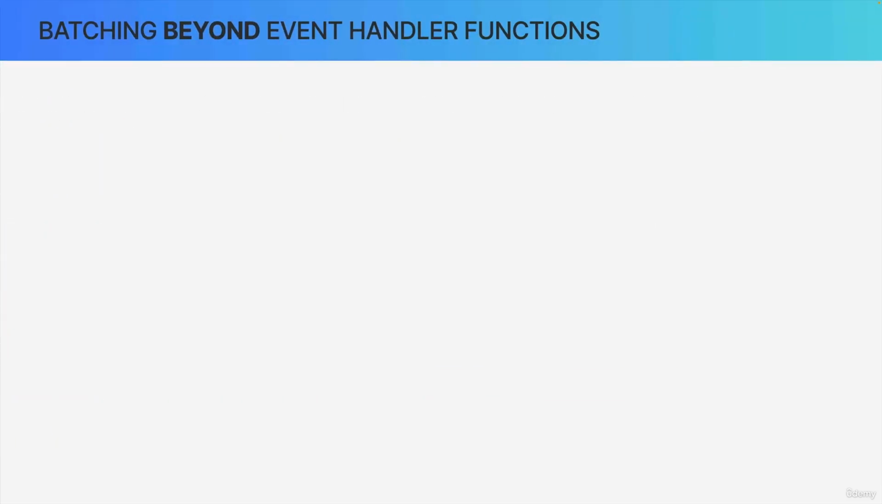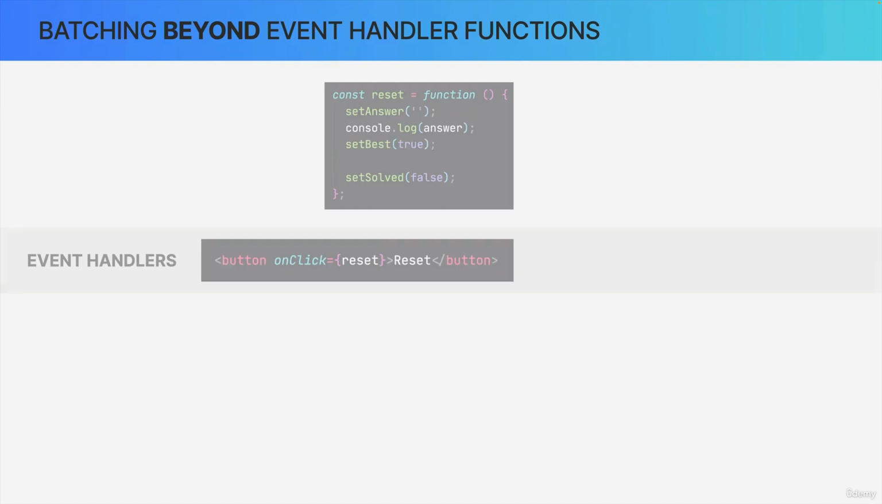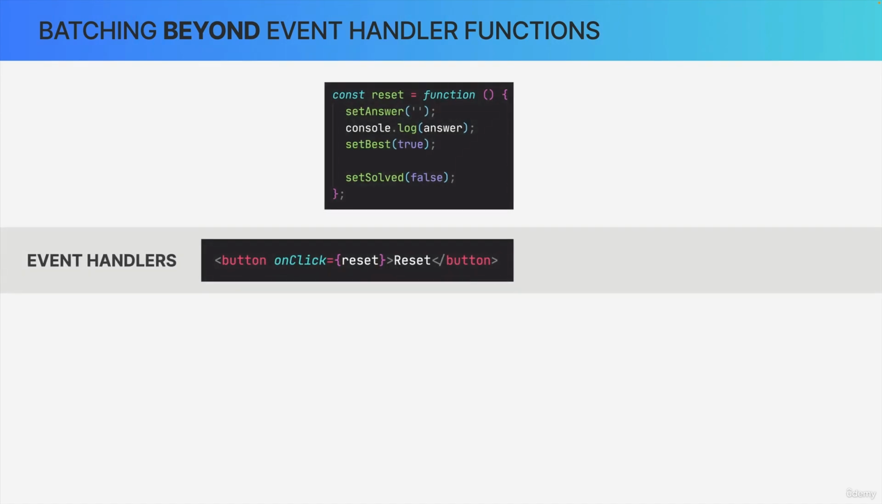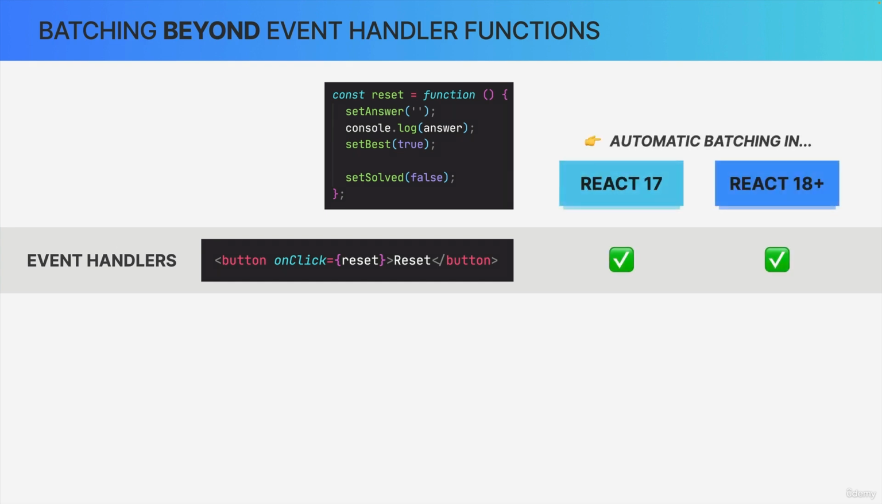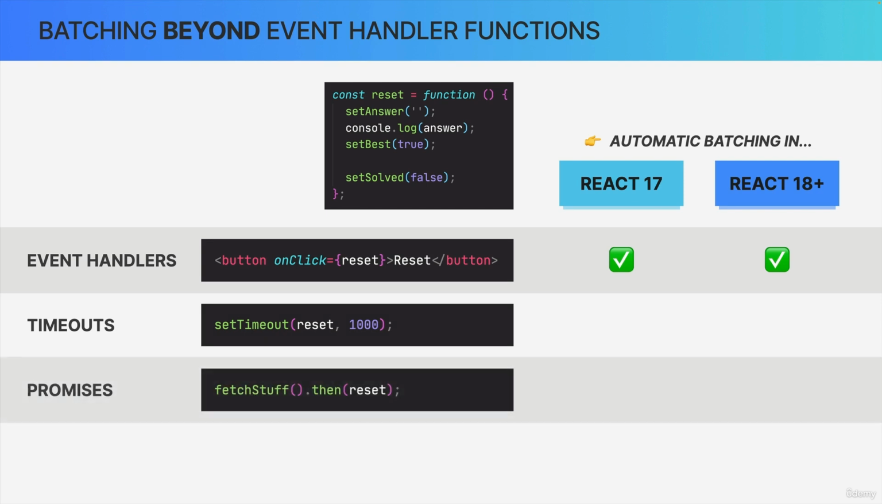Now, so far we have only talked about batching in event handler functions like our reset function. That's because before React 18, React only did automatic batching in event handlers, but not in situations that happen after a browser event has already happened. However, there are certain very important situations in which we do need to update state long after a browser event, like a click, has happened. Examples of that are timeouts and promises.